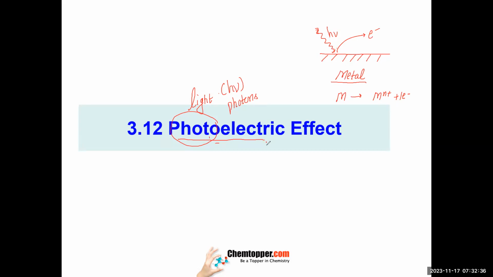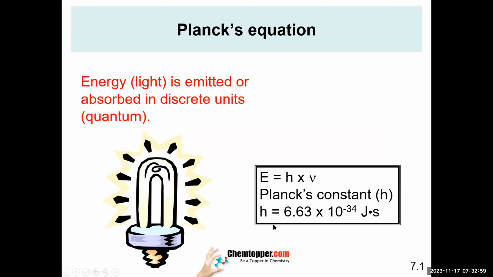Photo means light, electric means electrons, and how this light and electrons are interacting with each other. To show you this photoelectric effect, this experiment was done by Einstein. You are already aware of his name? Very famous scientist. Okay, so to understand this photoelectric effect, let's have a review of Planck's equation.